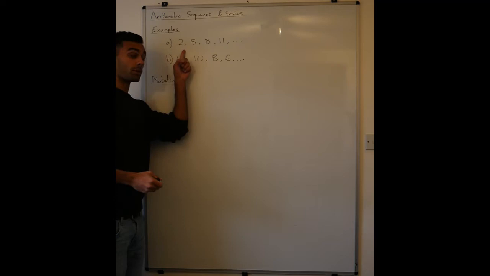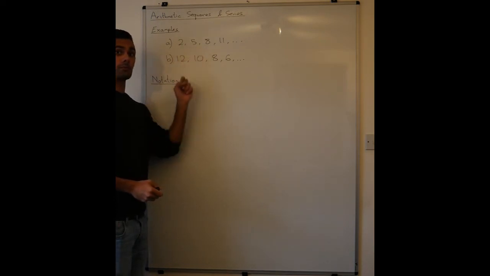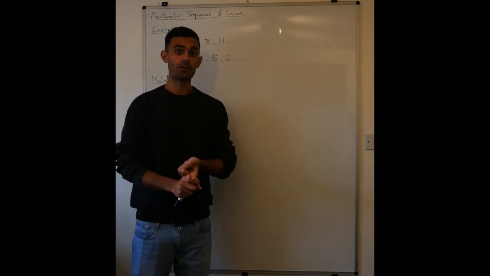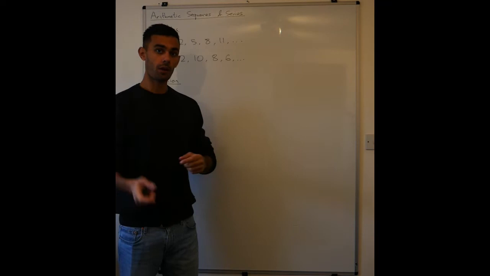In the top sequence, you can see we're adding 3 to move from term to term. And in the bottom sequence, we're adding -2 to move from term to term. There is some general notation you can use to represent any arithmetic sequence, and we'll look at that now.